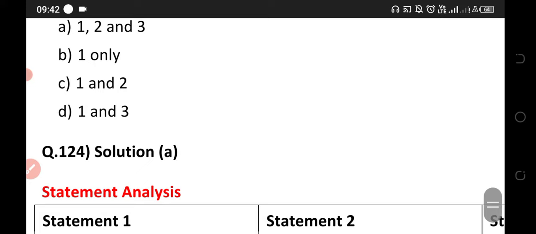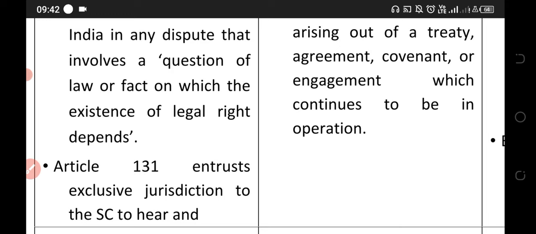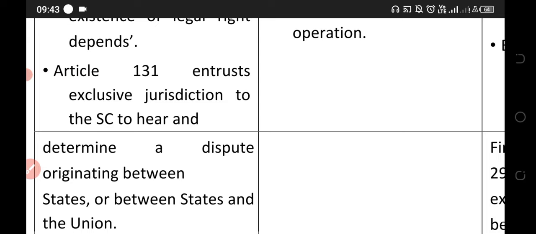Let's see. You know that Article 131 deals with the original jurisdiction of the Supreme Court. What do we mean by original jurisdiction? Simply, this is not the last, not the final court, but the only court that can look into such matters. That is called original jurisdiction. That means the Supreme Court of India decides any dispute that involves a question of law or fact on which the existence of a legal right depends. Article 131 entrusts exclusive jurisdiction to the Supreme Court to hear and determine disputes originating between states and the union.